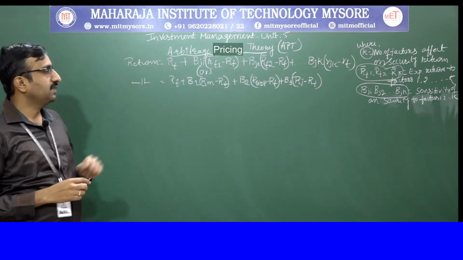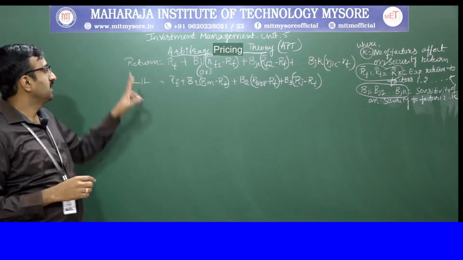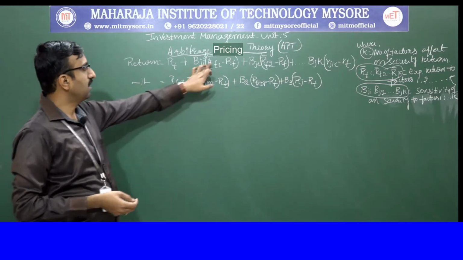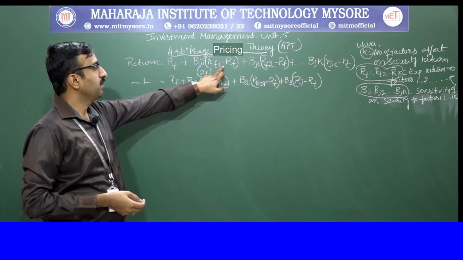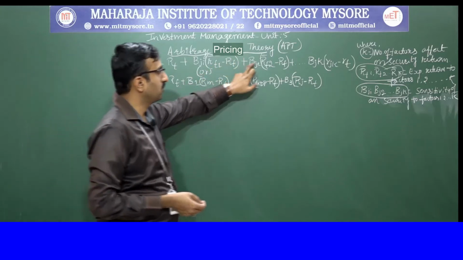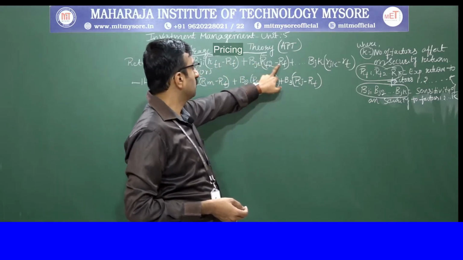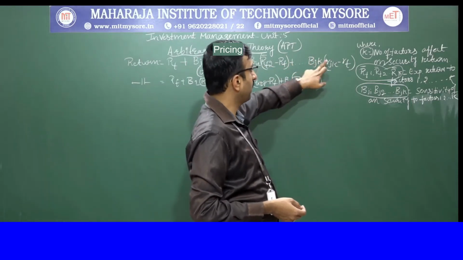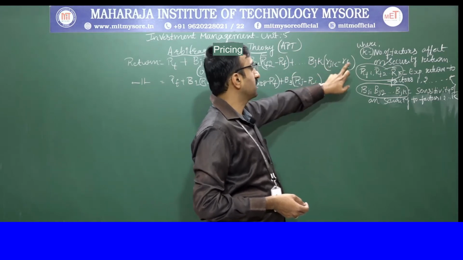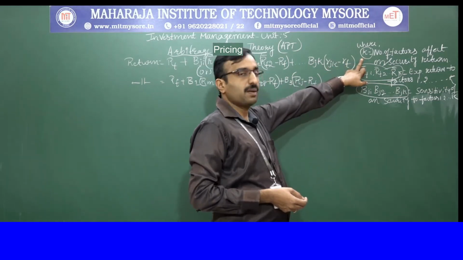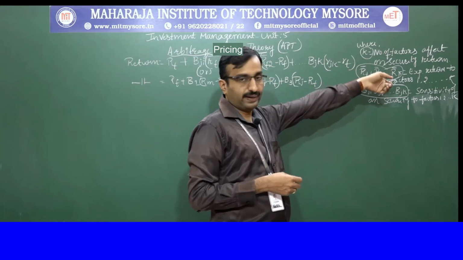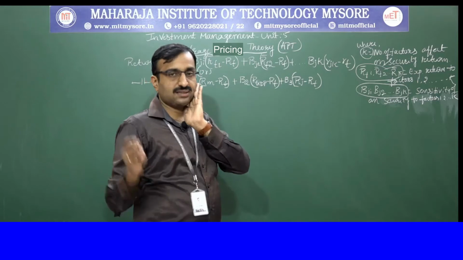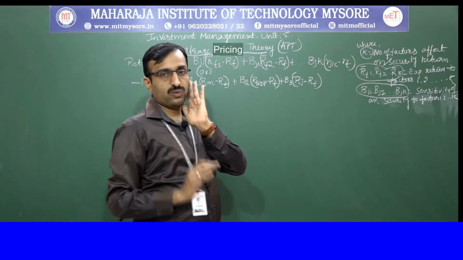In the APT theory, we apply the formula: return is equal to RF plus Bj1 into (R bar F1 minus RF) plus Bj2 into (R bar F2 minus RF), and so on till BjK into (R bar FK minus RF), where K is equal to the number of factors affecting security return. Whatever factors affect the security return, we consider those, maybe inflation, deflation, GDP growth rate, whichever it may be.